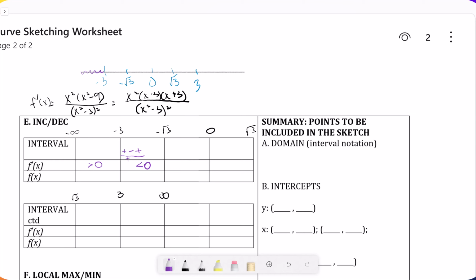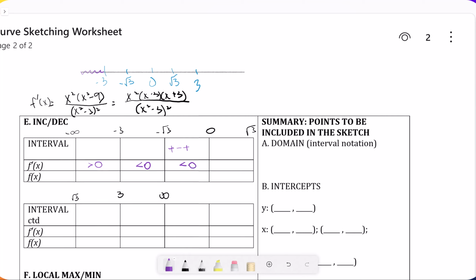Yes, because it is squared, so it's always going to be positive. So I'm not even going to worry about the denominator. I'm just looking at the numerator. Between negative radical 3 and 0, let's say negative 1, I'll have positive, negative, positive, so it's going to be less than 0.